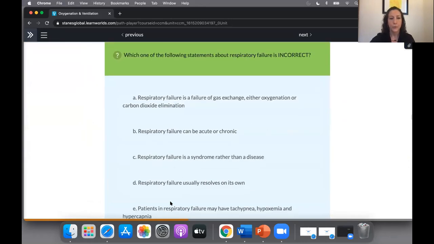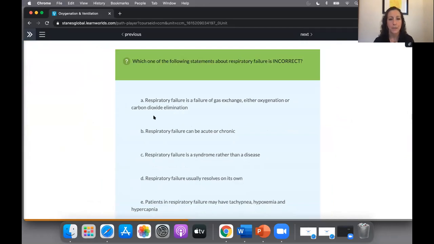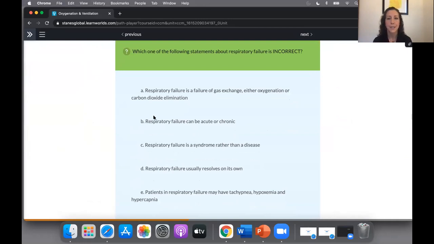Another question for you. Let's get you to answer this one. Which of the following statements about respiratory failure is incorrect? So which of these is not true? Respiratory failure is a failure of gas exchange, either oxygenation or carbon dioxide elimination. Respiratory failure can be acute or chronic. Respiratory failure is a syndrome, not a disease. Respiratory failure usually resolves on its own. Patients in respiratory failure have tachypnea, hypoxemia, and hypercapnia. Which of the following is incorrect?